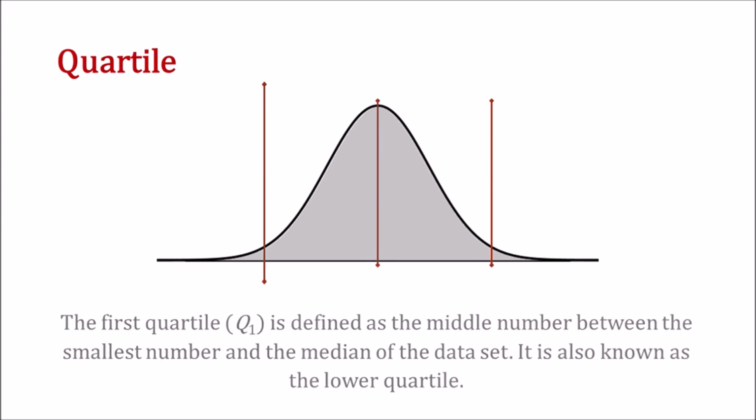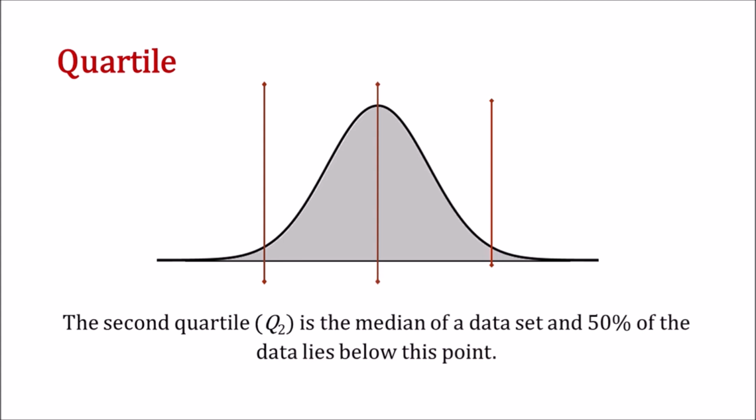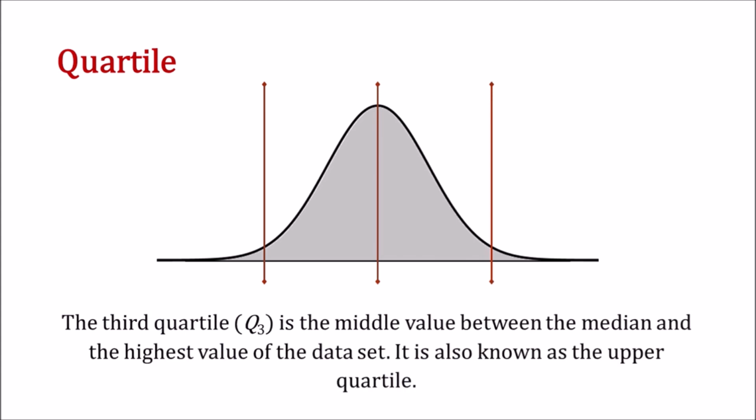The first quartile or Q1 is defined as the middle number between the smallest number and the median of the data set. It is also known as the lower quartile. The second quartile or Q2 is the median of a data set and 50% of the data lies below this point. The third quartile or Q3 is the middle value between the median and the highest value of the data set. It is also known as the upper quartile.